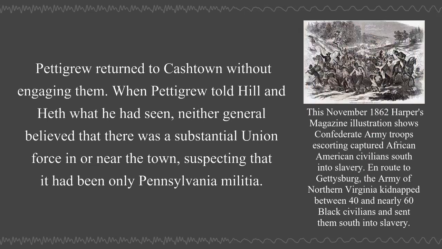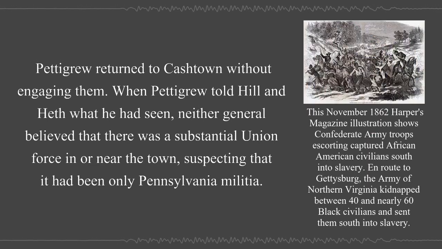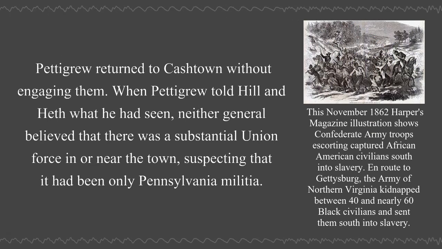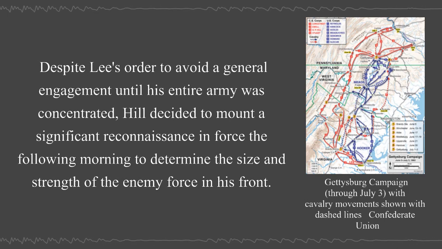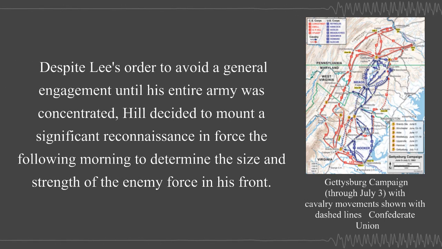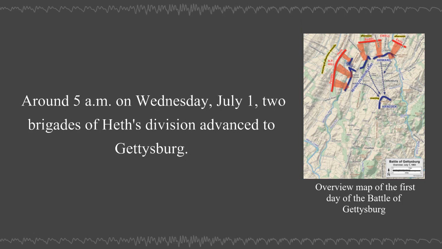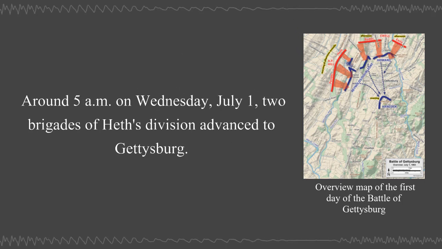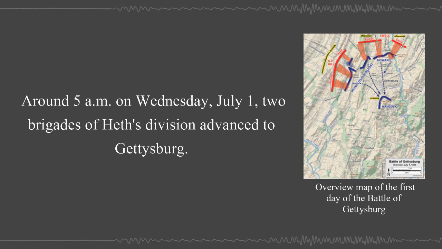When Pettigrew told Hill and Heth what he had seen, neither general believed that there was a substantial Union force in or near the town, suspecting that it had been only Pennsylvania militia. Despite Lee's order to avoid a general engagement until his entire army was concentrated, Hill decided to mount a significant reconnaissance in force the following morning to determine the size and strength of the enemy force in his front. Around 5 a.m. on Wednesday, July 1, 2 brigades of Heth's division advanced to Gettysburg.